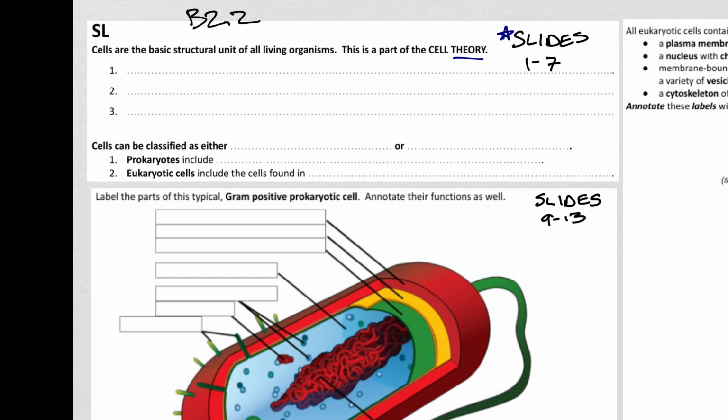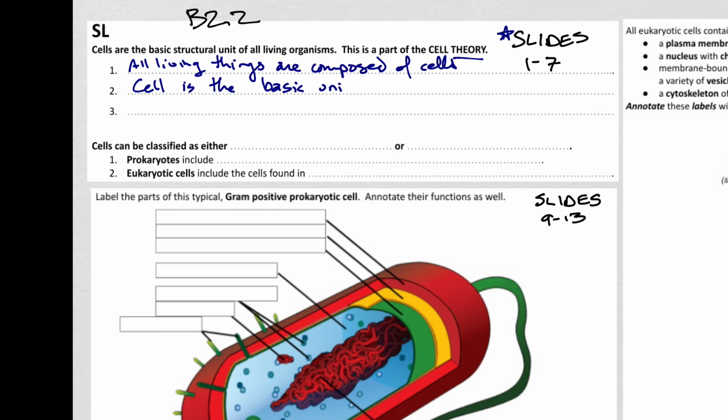There are three parts to the cell theory that serve as a big understanding for how life on Earth is. The first is that all living things are composed of cells. The second is that the cell is the basic unit of life. And third is that cells come from pre-existing cells.